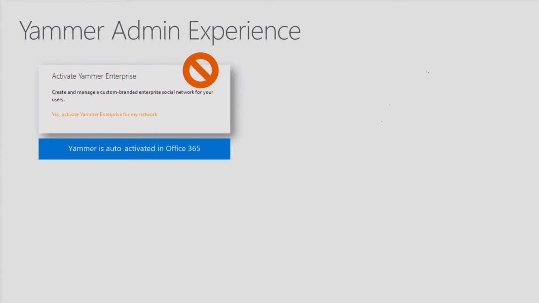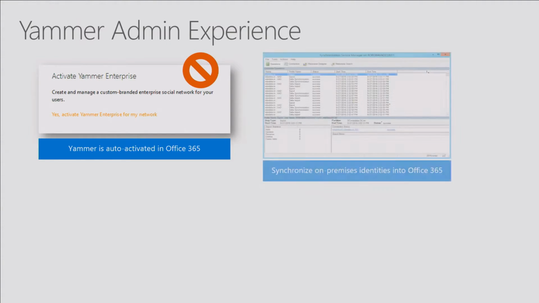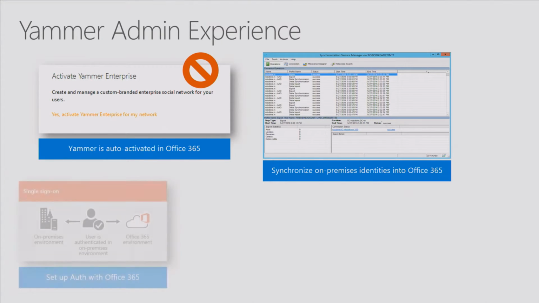Just a quick little recap, right? From an admin perspective, Yammer is auto-activated. It's turned on by default within Office 365. No additional steps for you to perform. You will use the familiar Azure AD Connect to go ahead and synchronize your user identities directly into Office 365.